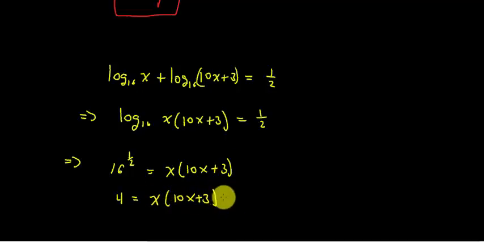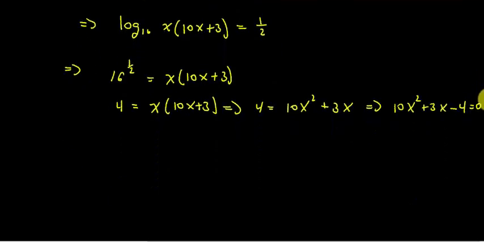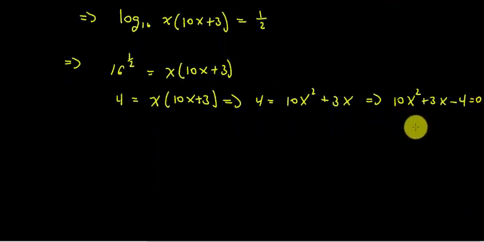Okay, and so now if I distribute the x, I would get 4 is equal to 10x squared plus 3x. And if I bring the 4 to this side, what that's going to give me then is 10x squared plus 3x minus 4 would be equal to 0. Okay, and so now I can use the properties of quadratic functions equal to 0. And let's see here. Can I factor this?